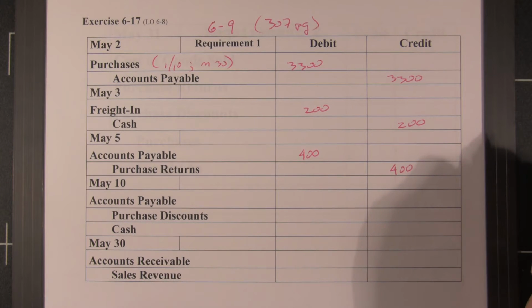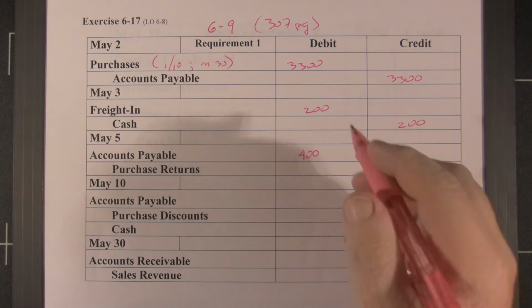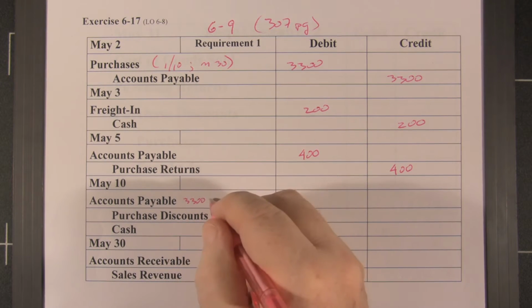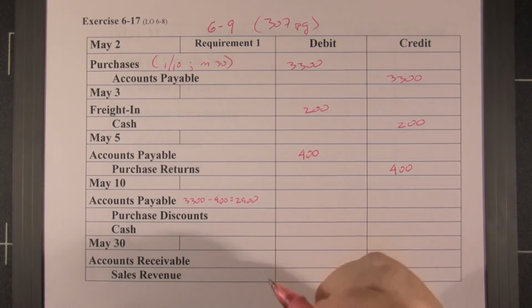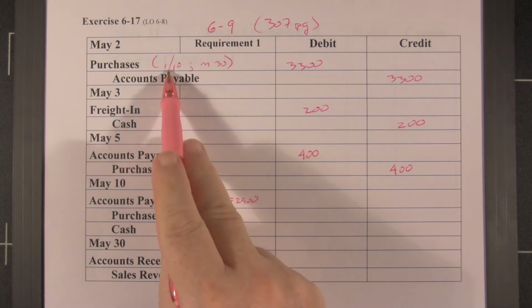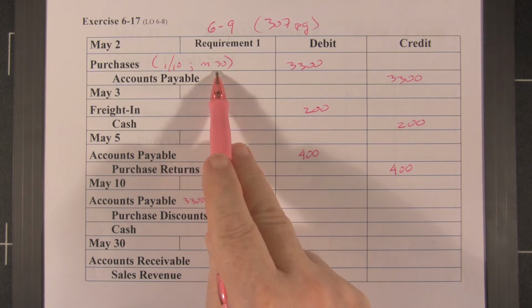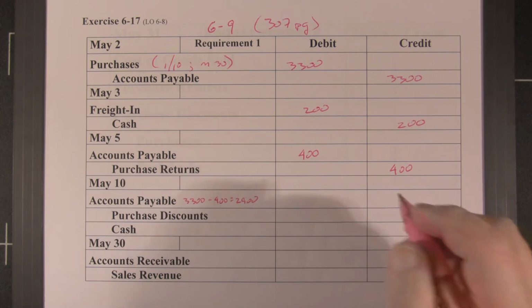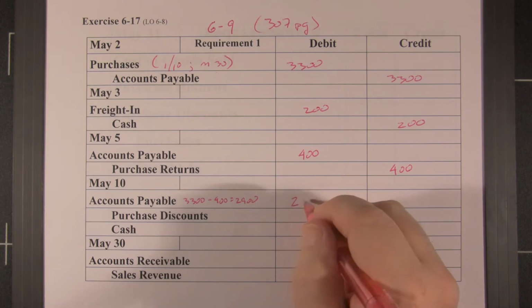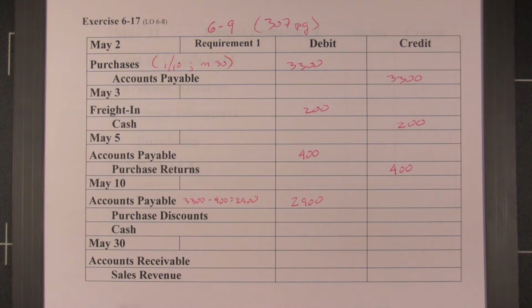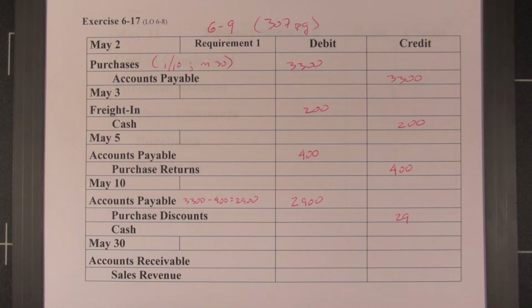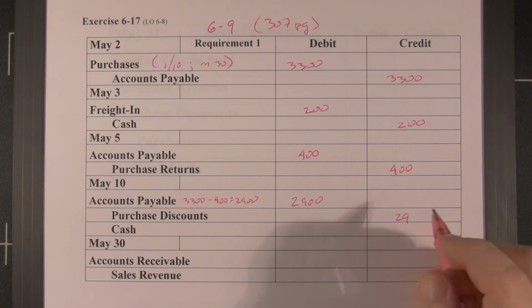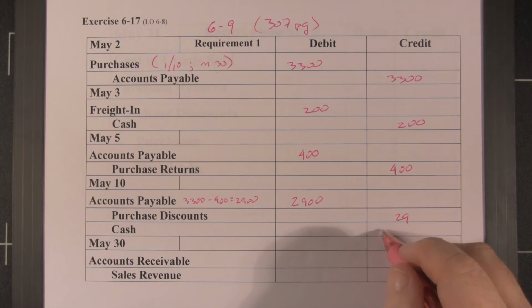Then on May 10th, we're going to pay what we owe them. Well, we owed them $3,300 minus the $400 that we sent back. That's $2,900, minus, we get a 1% discount because we're certainly within the 10-day period. So that's a debit to accounts payable for $2,900 for the entire amount. It's a credit to purchase discount, $29, 1% of what we owe them. And we're going to pay our cash of $2,871. 2,900 minus 29.